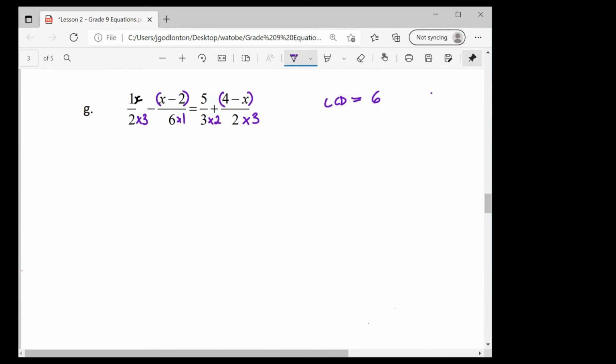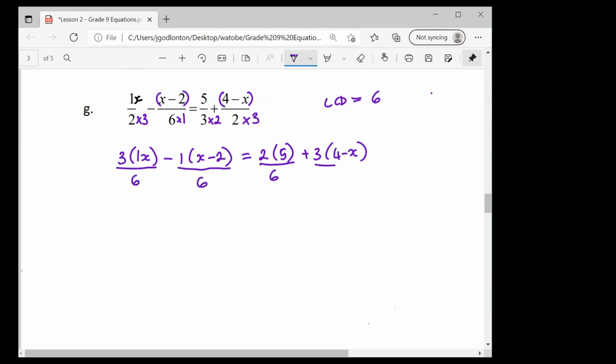So I'm now going to have that 3 by my 1x minus 1 by x minus 2 is equal to 2 by 5 plus 3 by 4 minus x. And if you want to, at this point, you can still have all of them over a common denominator.